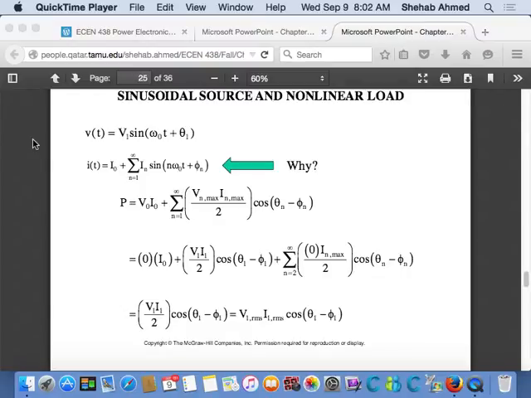Sinusoidal source and nonlinear load. In this case, I put across the load a sinusoidal voltage. The load is a nonlinear load. It will respond nonlinearly, so if I put 50 hertz, it will not give me 50 hertz only. It may give me 50 hertz, and maybe 100 and 150 and 200 hertz current. So in that case, how would you calculate the power being transferred from the source to the load?